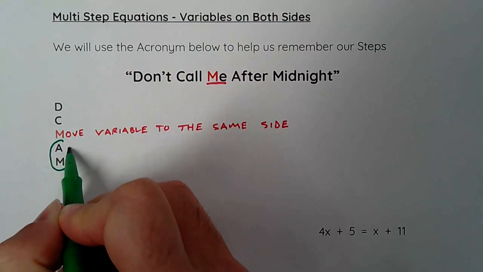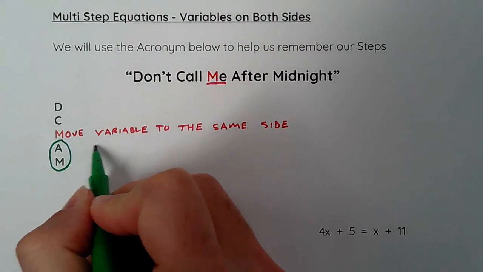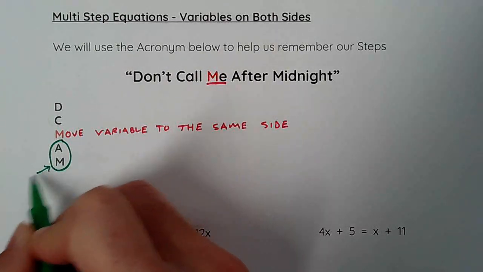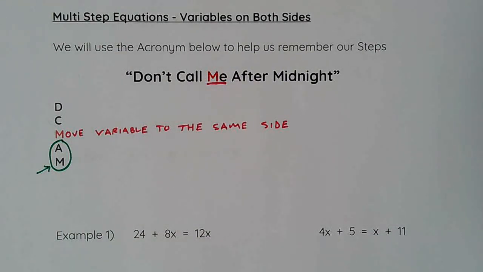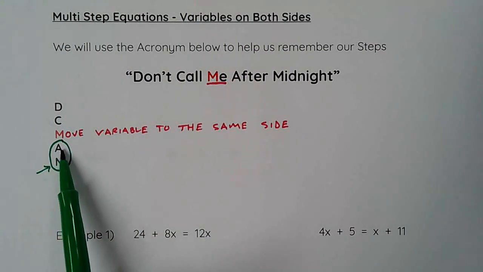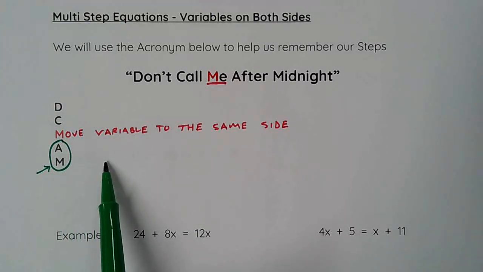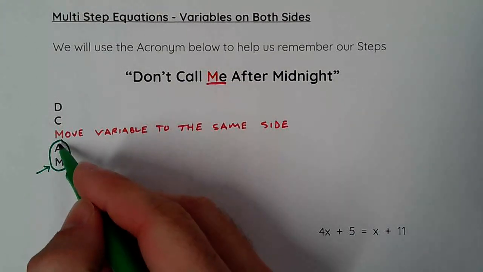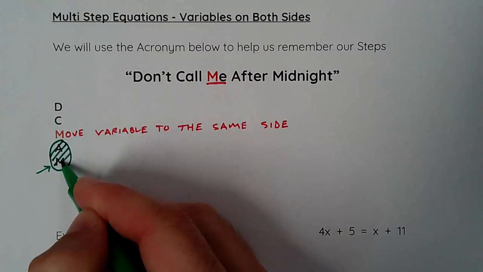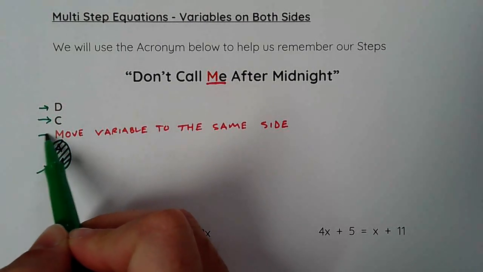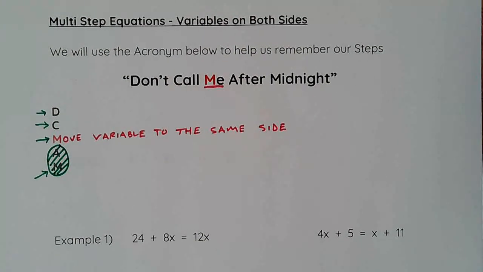The last two letters are add and subtract, multiply and divide. These are what we've always done. So we've always boxed our variable and then added or subtracted to get it by itself. And then we either multiply or divide to isolate our variable. So these two letters are natural to us. These first three were really the guiding principles for our multi-step equations. This will be our last video for multi-step equations.